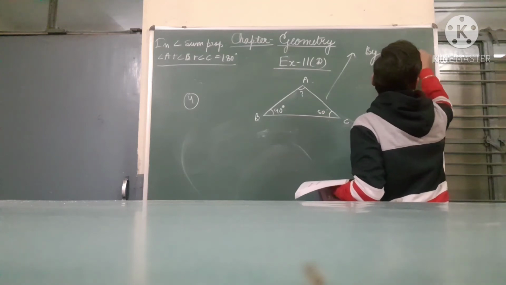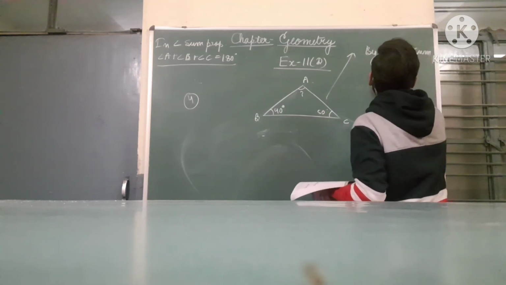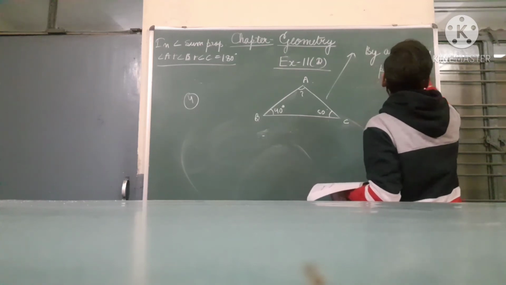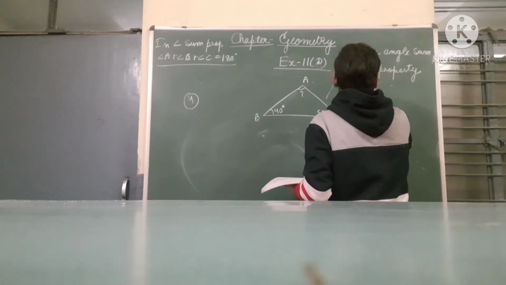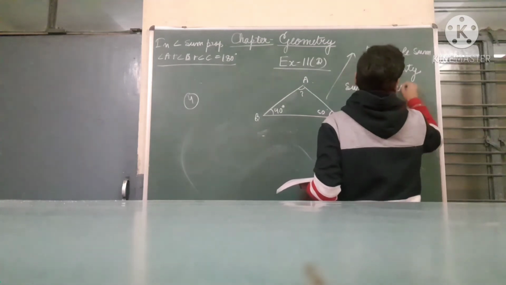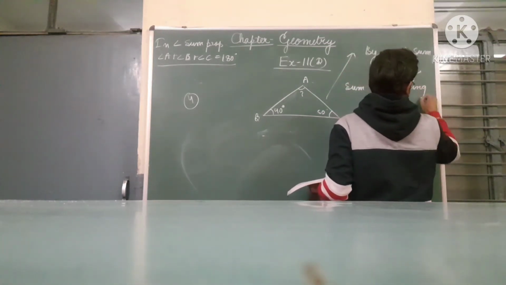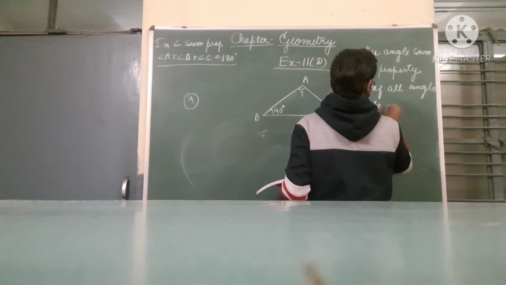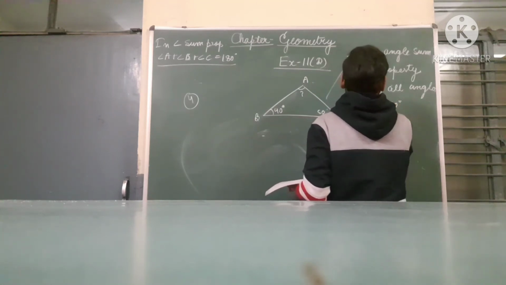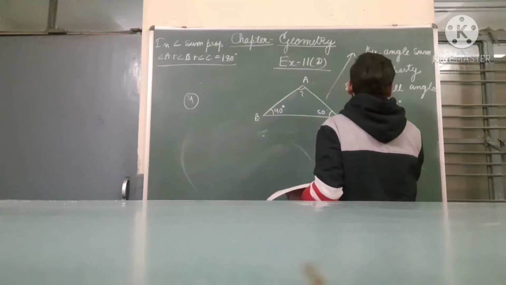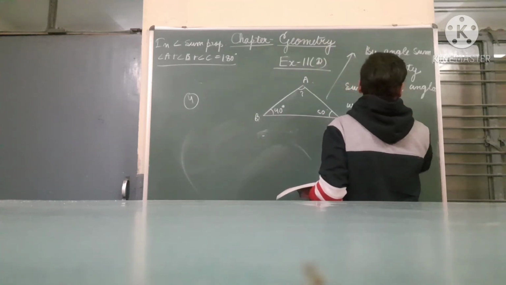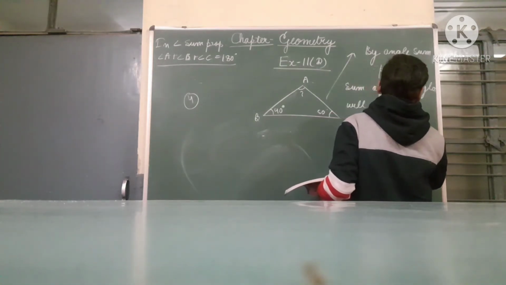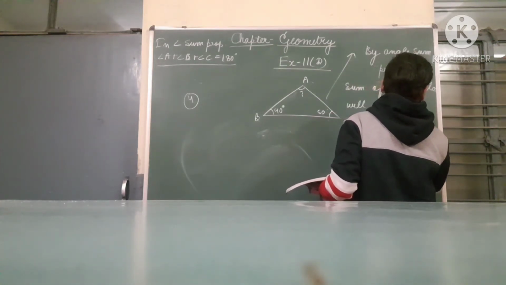by angle sum property, the sum of all angles will be 180 degrees. Sorry, 180 degrees. Angle A plus angle B plus angle C is equal to 180 degrees.